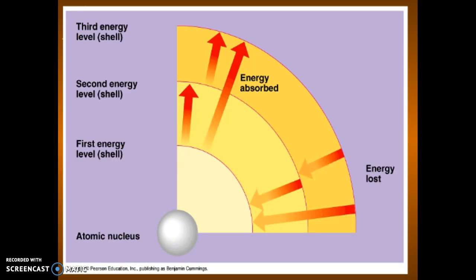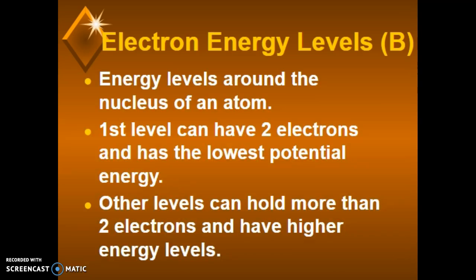Remember that your electrons are organized into shells. As an electron moves out away from the nucleus, we're going to absorb energy. As an electron is pushed towards the nucleus, we're going to lose energy. Here's kind of the words that explain that picture. The energy levels, we call them orbitals, are around the nucleus of an atom. The first level can have 2 electrons and has the lowest potential energy. That's the s orbital. Other levels can hold more than 2 and have higher energy levels, again, as we move out.